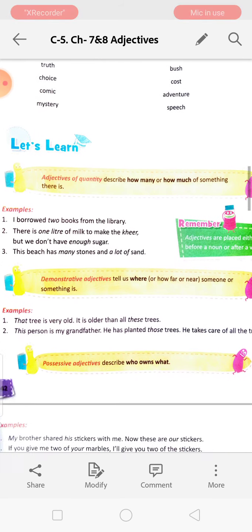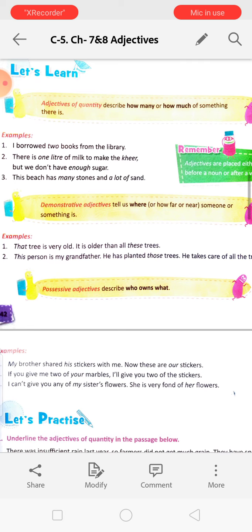Next we are coming to the adjectives of quantity. Quantity shows how many or how much. I borrowed 2 books from the library. There is 1 liter of milk to make the kheer. So here 2 books and 1 liter are the adjectives of quantity. They show some quantity.